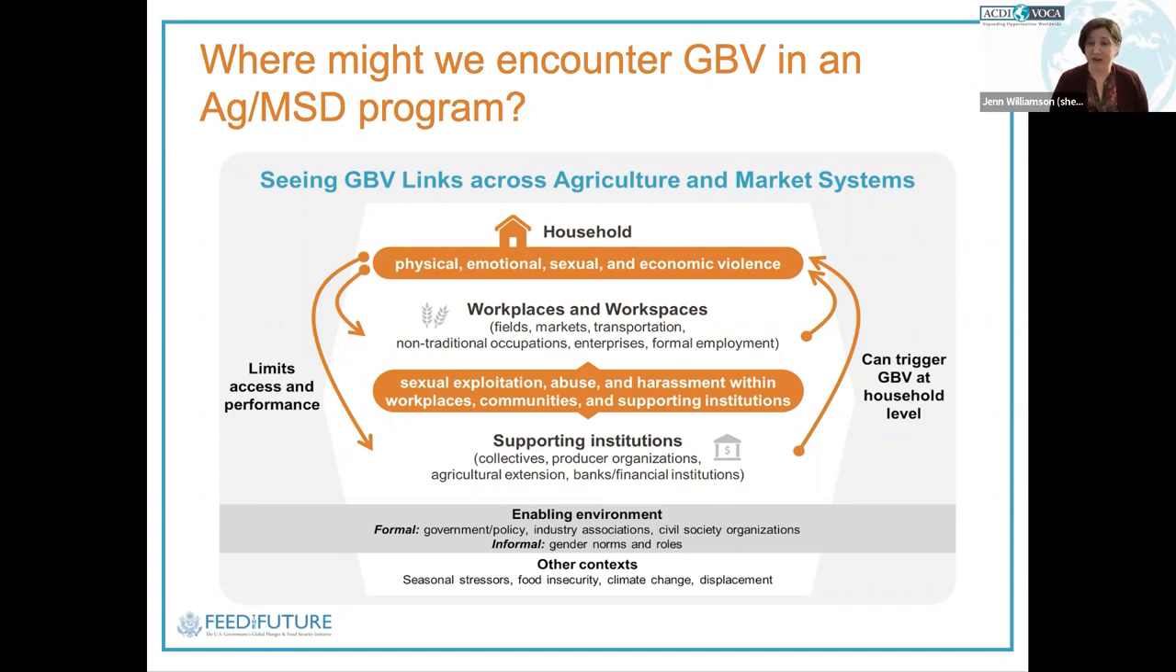They're part of the enabling environment and can also trigger GBV, and there are relationships between these levels of a market system. So it's very important to think about the connections between these levels of an agriculture and market system, and how there are not only risks, but also ways in which you can provide support in mitigating gender-based violence at these levels. So this is something that we would encourage agriculture and market systems programs to think about: where GBV can be relevant and where mitigation measures can be taken. Next slide.